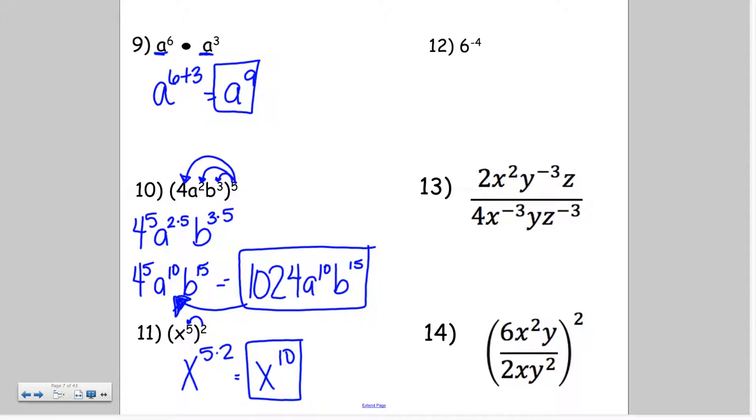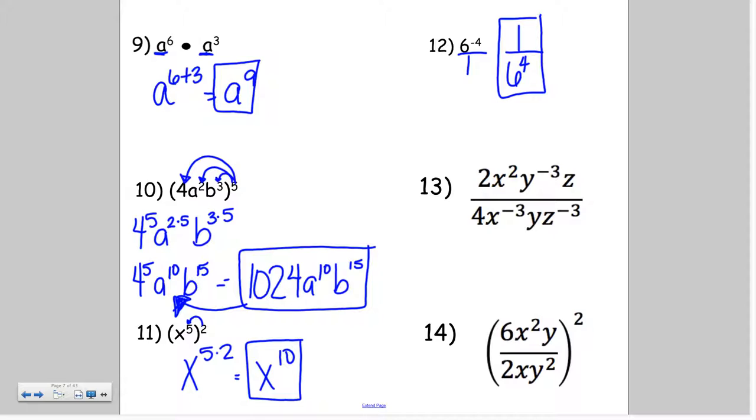All right, number 12, we have a negative exponent. We know that this is over 1, so we're going to flip it. So 1 to the 6th fourth, okay? And you can leave that one unless you have a calculator.